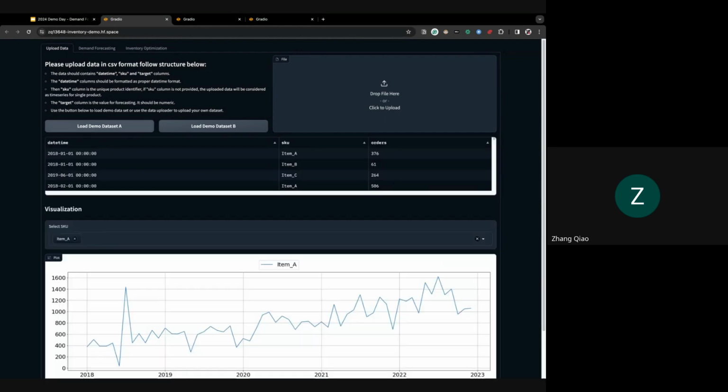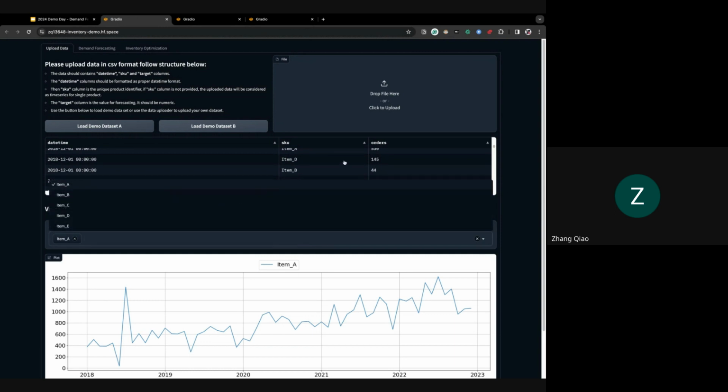Let's start with the demand forecasting first. We are going to load some demo data set here. Imagine that this data set is some consumer product collected on a monthly basis, and there are 5 different SKUs from item A to item E, and we collected the date and time, of course, and the orders of the item, which means, for example, on April 2020, item C had 232 orders. That is the data that we have collected.